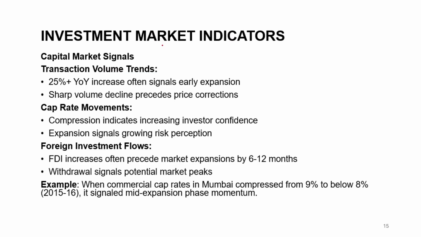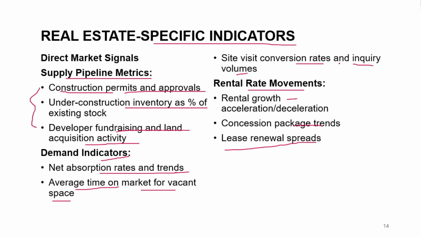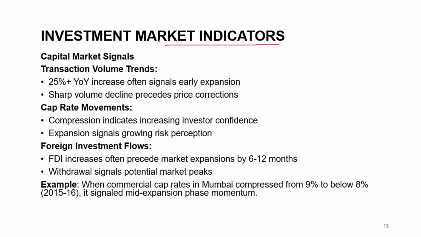Then we have the investment market indicators. So, we have seen the overall economy indicators, we have seen the real estate specific indicators, and then we talk about the investment market indicators. Here we have capital market signals and transaction volume trends. A 25% plus year on year increase often signals early expansion, right. Then a sharp volume decline precedes price correction. So, these are the volume trends which are telling you.